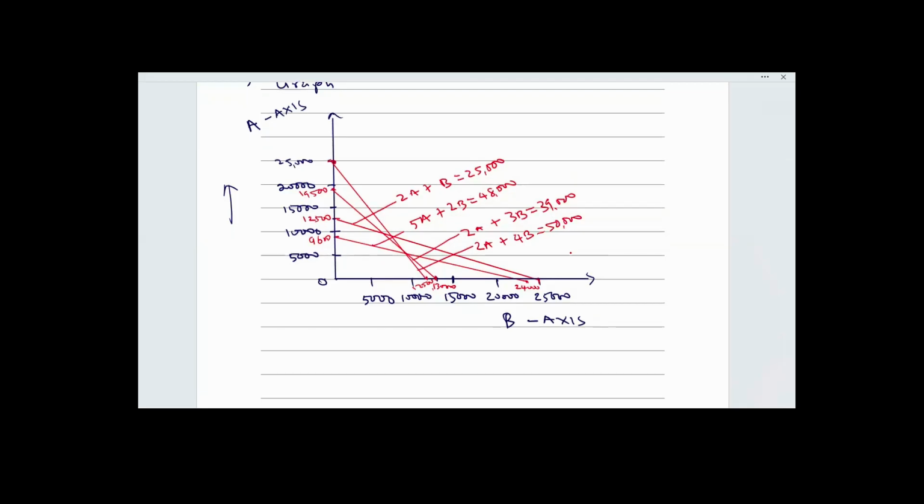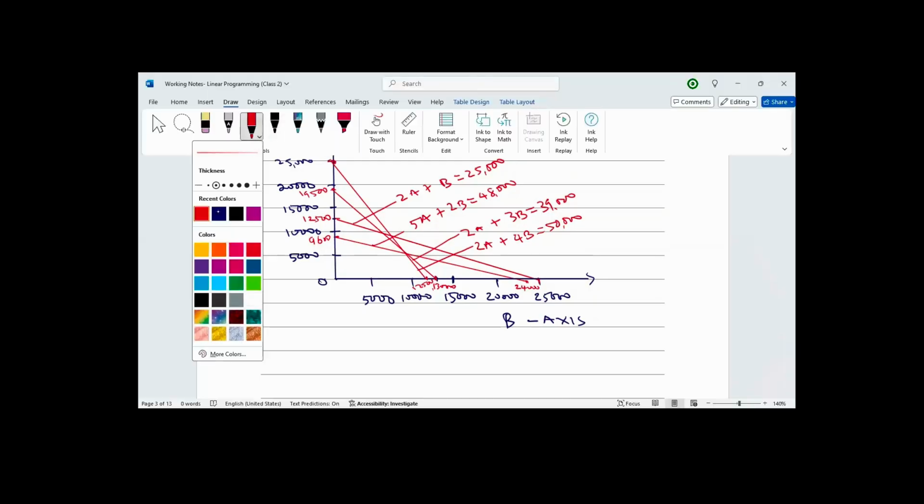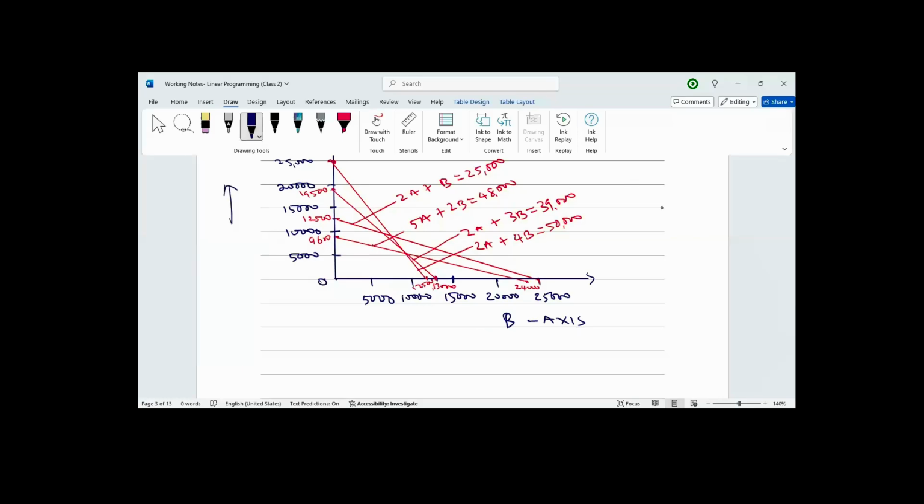So the next thing I need to do now is to identify the point of intersection between product A and B. We need to identify the point of intersection, all right? Therefore, because we are maximizing contribution, the point of your feasible region should be internal, okay? The feasible region should be internal.